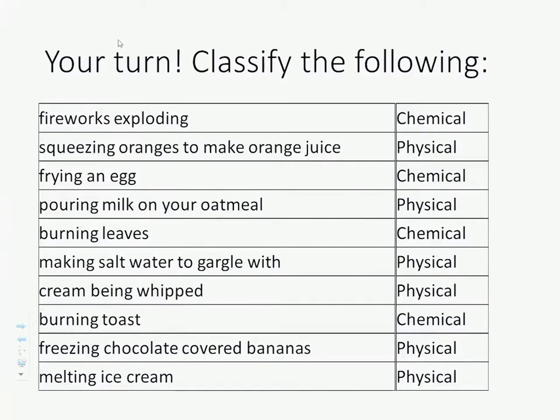Freezing chocolate-covered bananas. You're not changing the chocolate, you're not changing the structure of the banana. You're simply changing the temperature at which the chocolate-covered banana exists. Melting ice cream, once again, it's a physical change because you could stick your melted ice cream back into an ice cream freezer and refreeze it and it would be ice cream once again. So it's got to be a physical change.